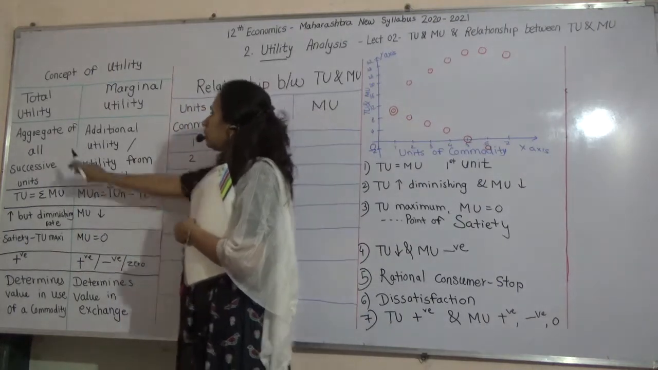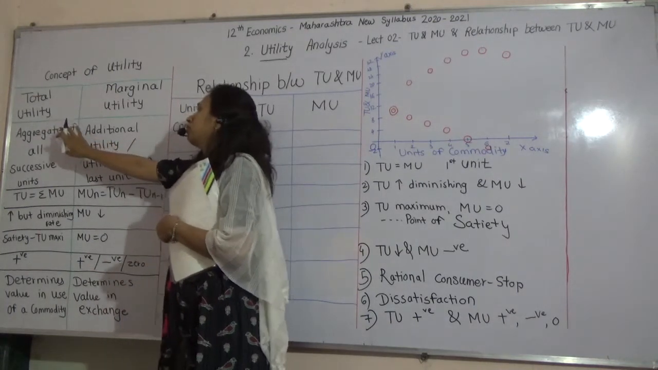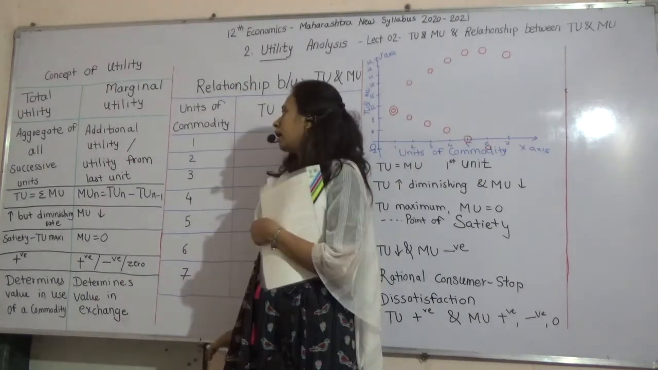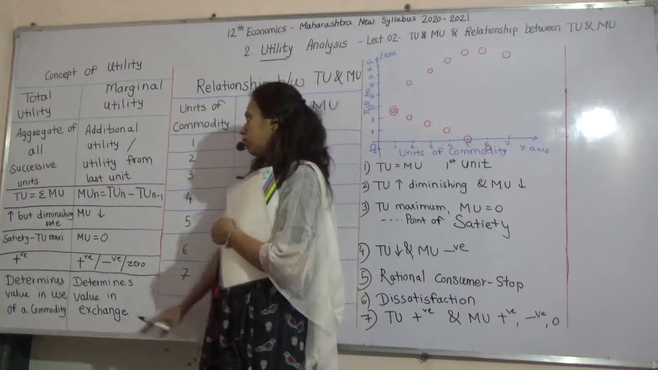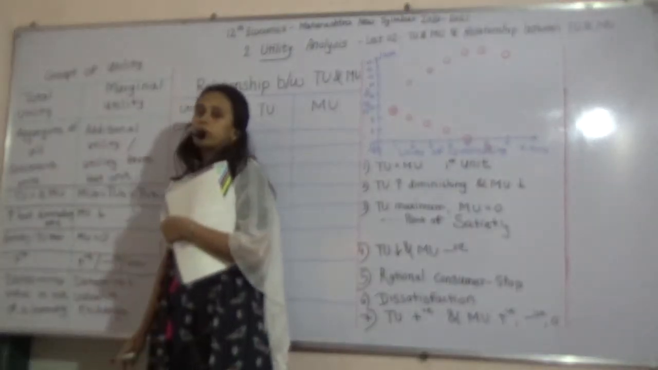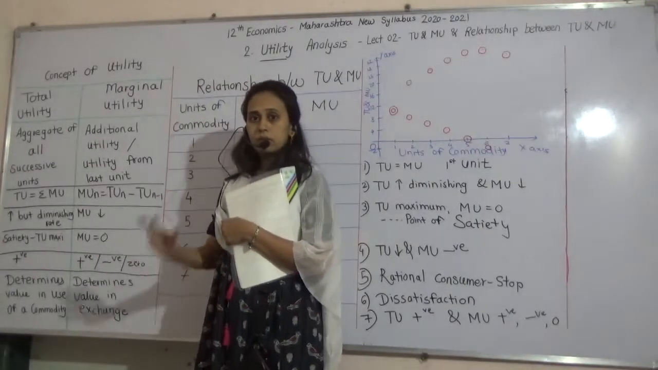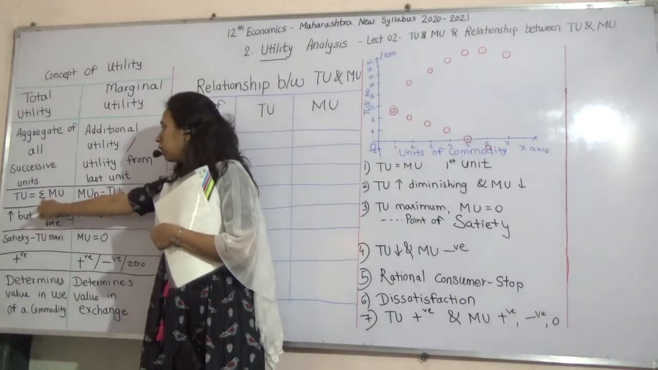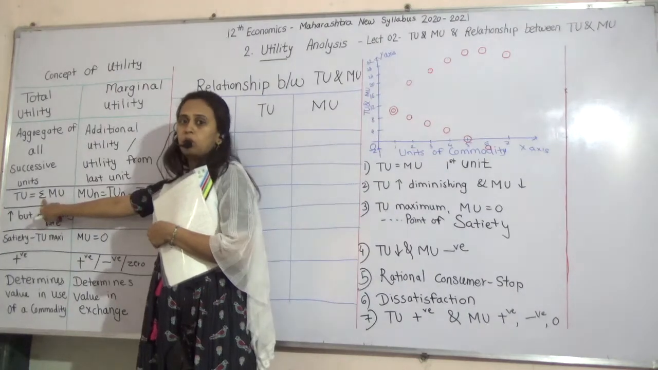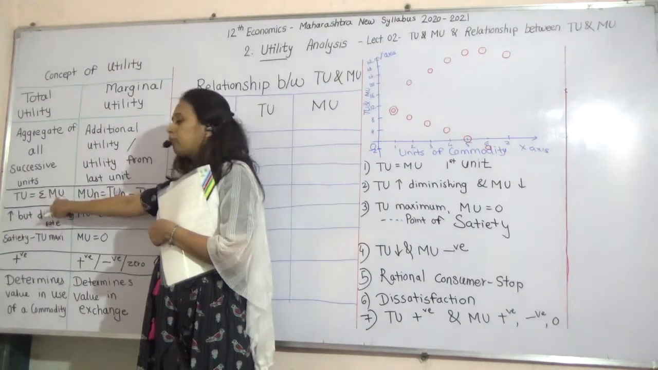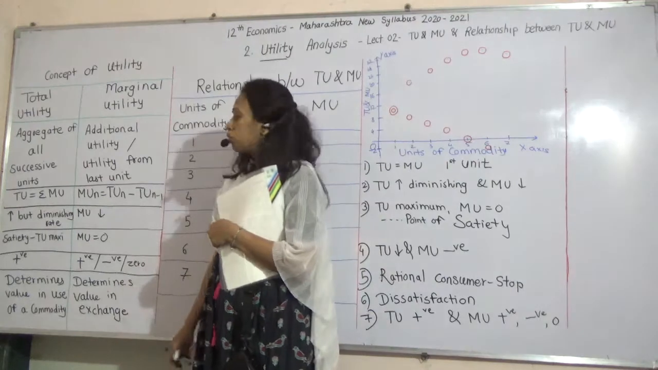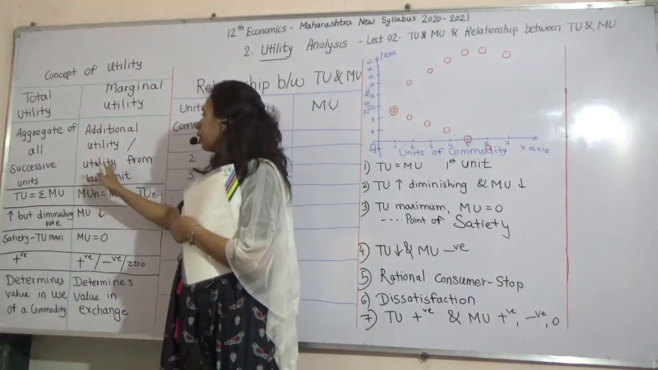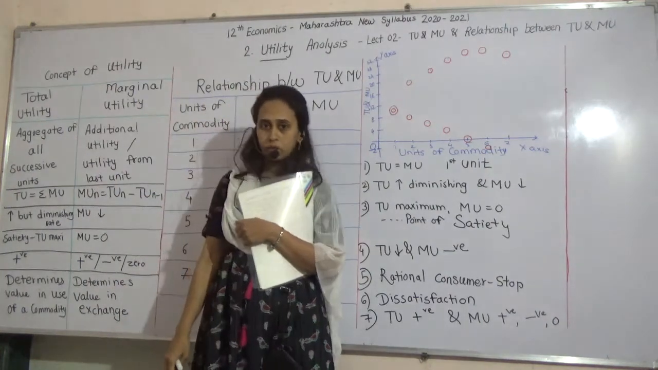Now you all have understood what is utility. Utility means want-satisfying power of a commodity. Now what is total utility? Total utility is nothing but sum, total, aggregate. See, here the formula is summation, total of MU. Now what is MU? Additional utility, or utility from the last unit, is called marginal utility.